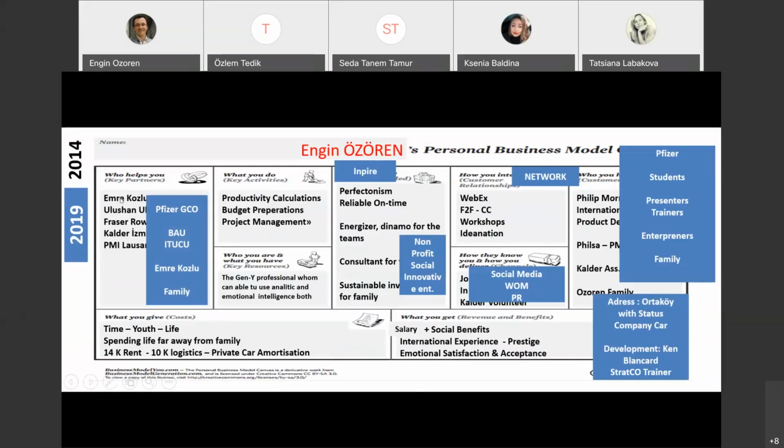So there are some differences in my key partners. Unfortunately, I lost Ulusan Ulusman. I made a mistake, honestly, in 2017, and now he refused to get in connection with me. You have to mention these also, dears, in your personal business model, not always the good things. If you lose one of your key partners who helps you, like Ulusan Ulusman here, because of my mistake, you couldn't see him here.